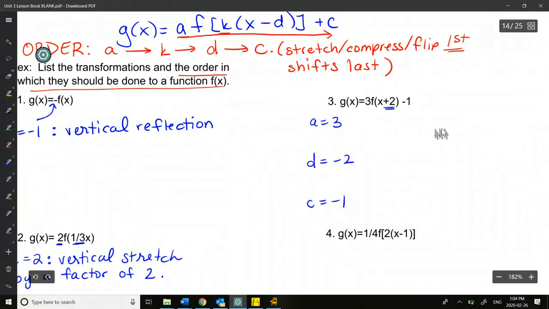So notice how she changed the sign of the D value that appears in that equation, because remember, D looks opposite of what it actually is in there. Okay, so what would we say for an A value of 3? What does this do to our parent function in words? George? It's a vertical stretch by a factor of 3. That's perfect. Vertical stretch by a factor of 3.